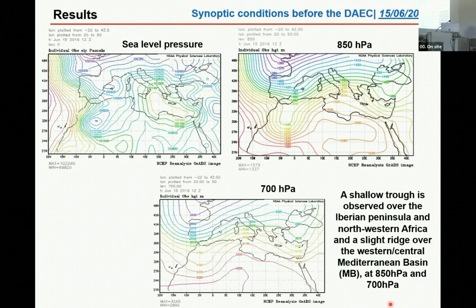Here we present the synoptic conditions one day before the episode. What we observe is that at both the examined levels of 850 and 700 hectopascal, a shallow trough is observed over the Iberian Peninsula and northwestern Africa, in conjunction with a slight ridge over the central and western Mediterranean basin.